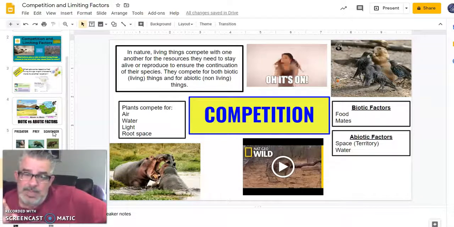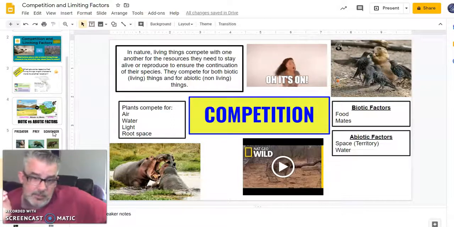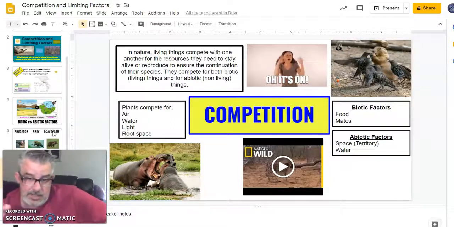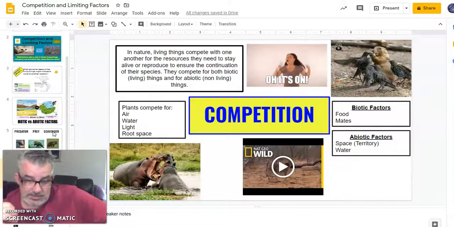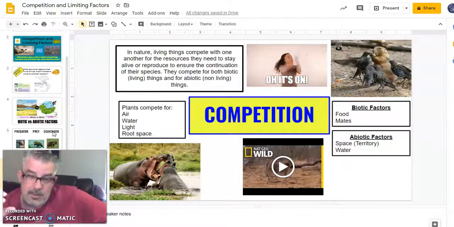So for example, plants compete for air, water, light, and root space. They compete for bees to come and help pollinate them. That's what flowers are for. That's why plants develop flowers, to attract bees. The more colorful the flower, the more attractive they are to bees. So that's also part of their competition as well.